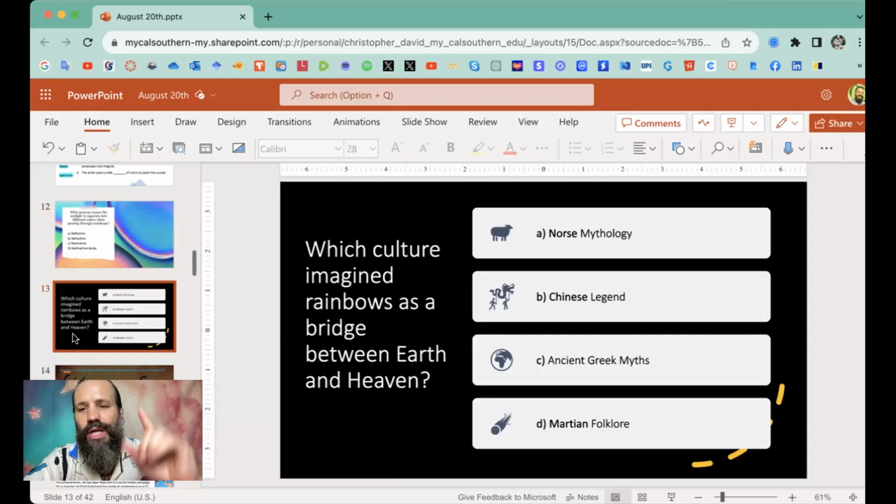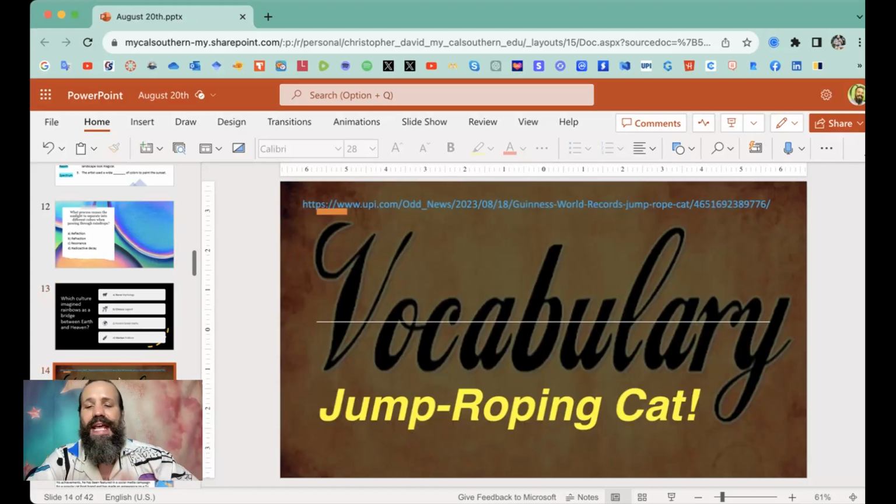Next one going on. Which culture imagined rainbows as a bridge between earth and heaven? Norse mythology, Chinese legend, ancient Greek myths, or Martian folklore? Now, the answer was ancient Greek myths. According to the reading, again, this is not so much of a historical test. I might be wrong if ChatGPT was wrong, but I work with ChatGPT to create these lessons. I go back and forth, getting it, shaping it, getting questions, and making these lessons. So, based on the reading, it was ancient Greek myths, although Norse mythology said it was the realm between humans and gods. So that's pretty much the same thing, and I'd accept that answer.